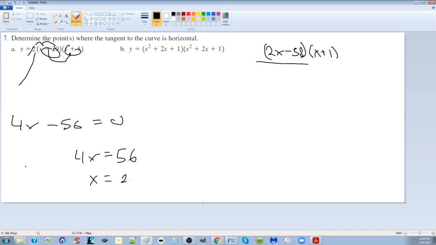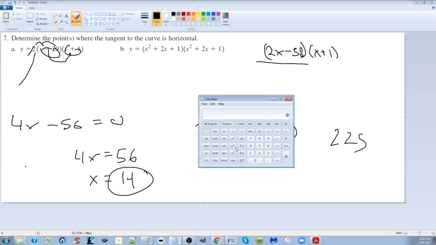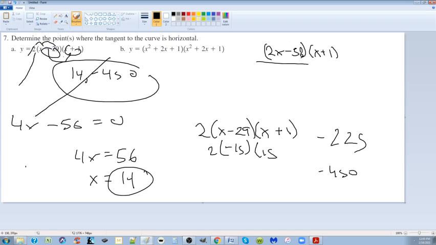Let's see, half of that is 25, 28, 14. So that means at the point x = 14, this will have a tangent line that's horizontal, but I need to know the y value. So I need to pull back the original equation. I need to put in x = 14 here: 14 minus 25, minus 15 times 2, and 14 plus 5 squared is 225. And it's minus times 2, 450 minus, which means the point on this graph is (14, -450) where the tangent will be horizontal.